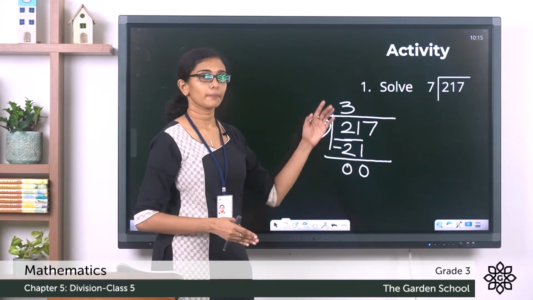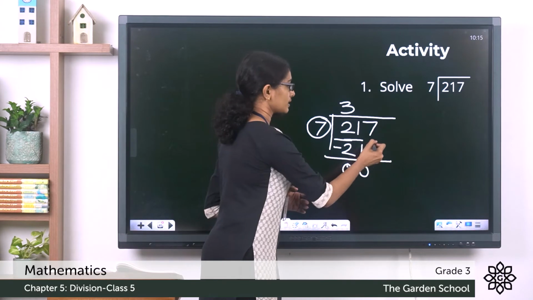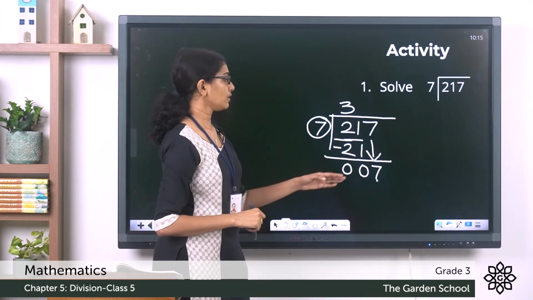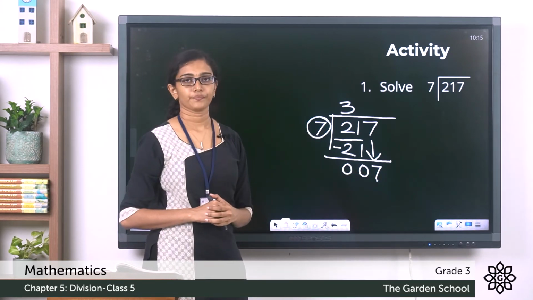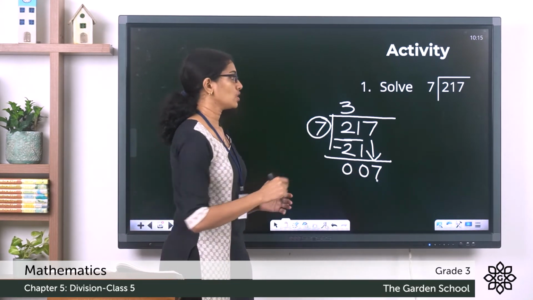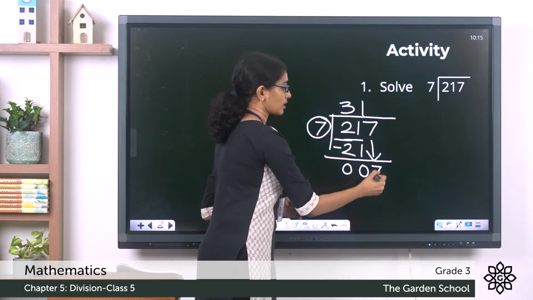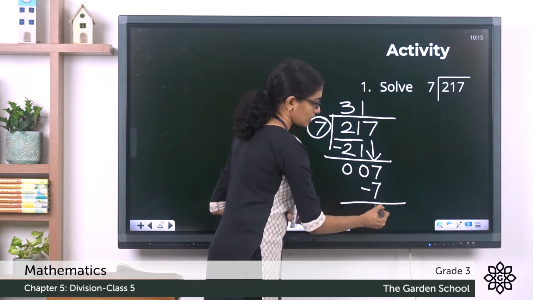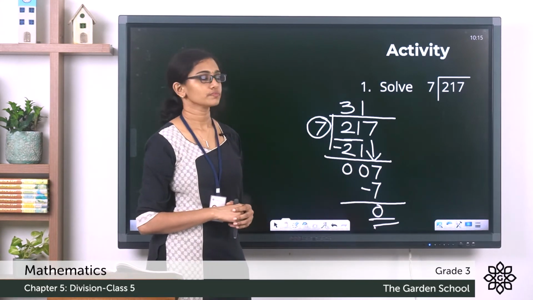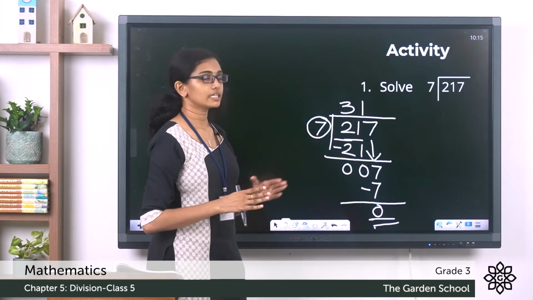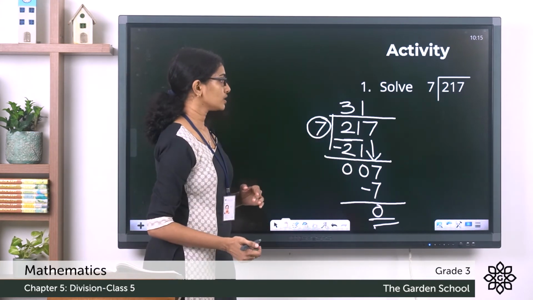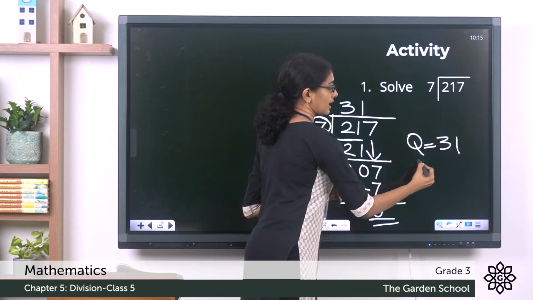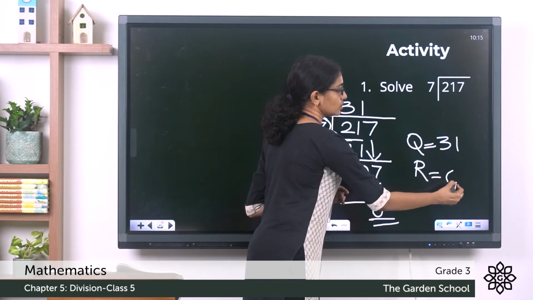Now what is the next step? Bring down the next digit, which is the 1's digit here. So bringing the 1's digit 7 down to here. We have 7 divided by 7 now. So 7 ones are 7. So let's write that 1 here. Now 7 ones are 7 that we write here. We subtract 7 minus 7 to get the number 0. No more digits to bring down and the division is done. So what is the quotient? The quotient or Q is equal to 31 and the remainder R is equal to 0.